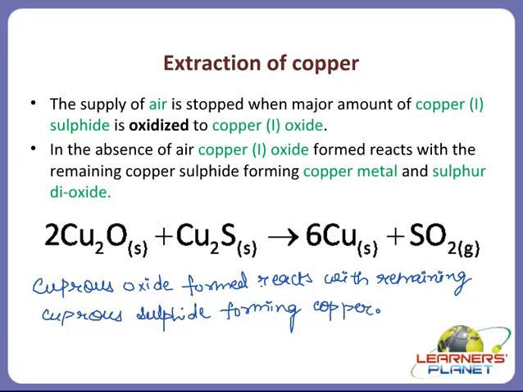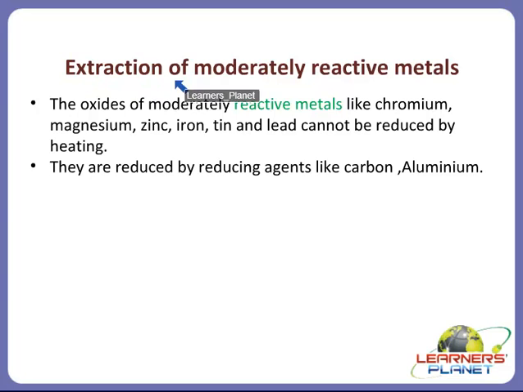Why is it called auto reduction? Because here your copper oxide is automatically, it is self reduced to copper without any supply of any reducing agent. That is, the mixture itself gets reduced. So this is also called auto reduction. And let's proceed. It is extraction of moderately reactive metals.